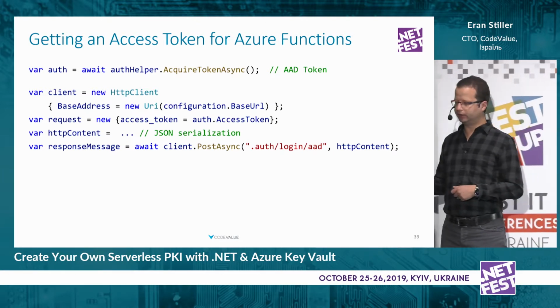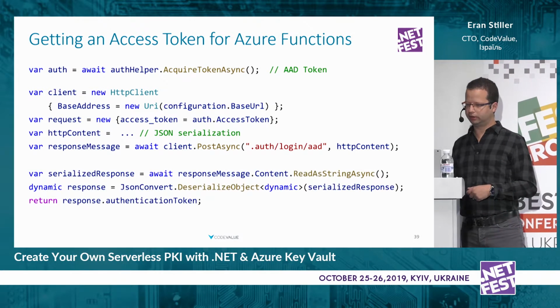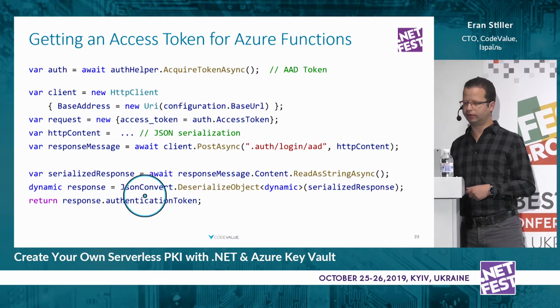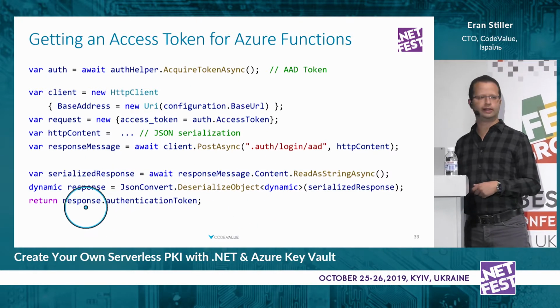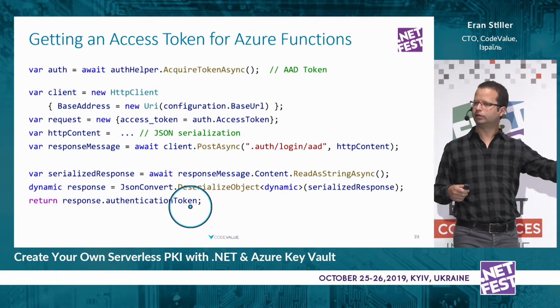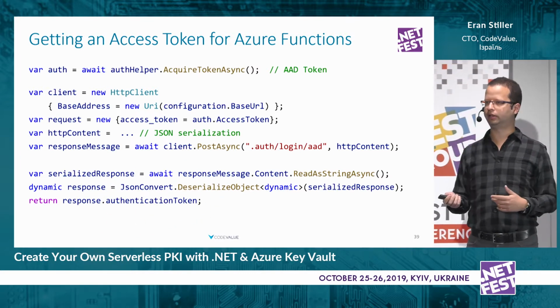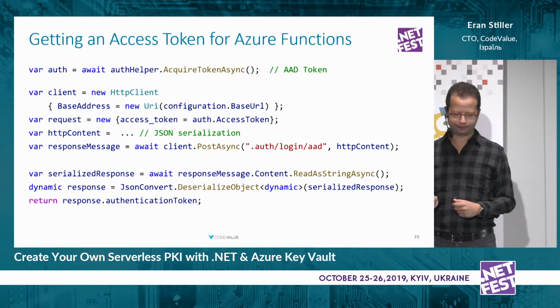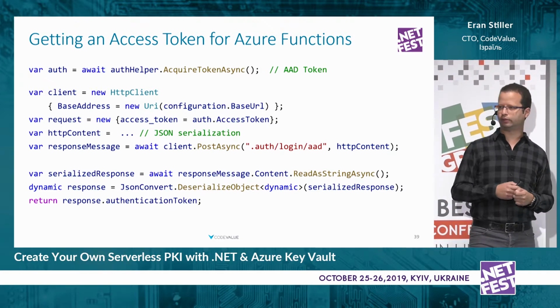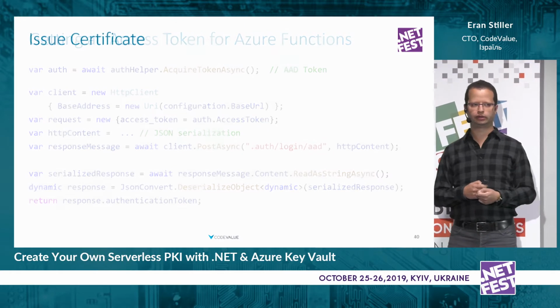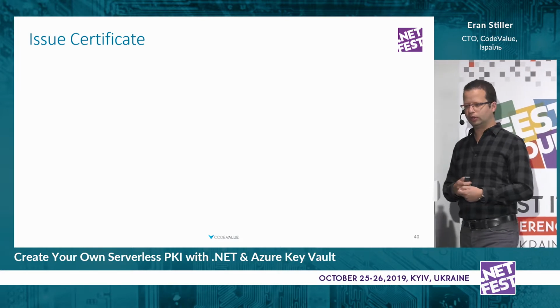Now, once we have that, we can read the response, and we get a property called authentication token, which is something we can send to Azure Functions, and then Azure Function can authenticate our identity. So we got an access token for Azure Functions. Now we want to issue the certificate. So what do we do here?